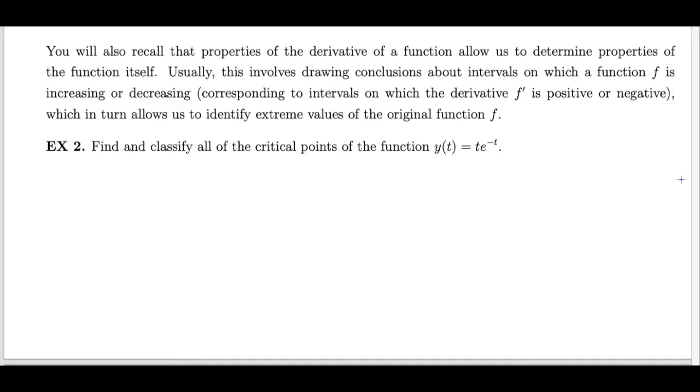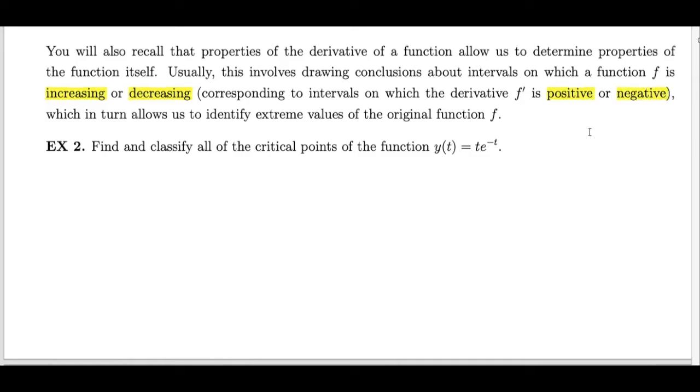In the short paragraph before example 2, I simply say that not only should we be able to evaluate derivatives, but we should know how to use properties of the derivative to infer or deduce information about the original function. Specifically, those properties typically hinge on whether the function is increasing or decreasing. And as you recall, if the function is increasing, that will be indicated by a first derivative which is positive. And if the function is decreasing, that will be indicated by a first derivative which is negative.